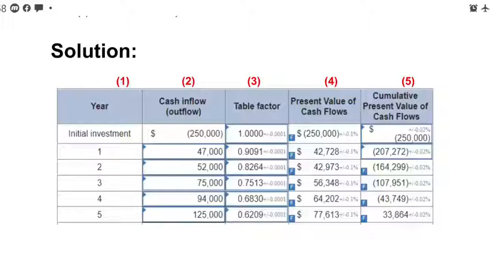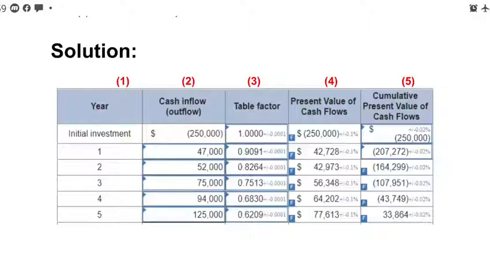For year 1 in column number 4, to get the number, you look at column number 2, the number is 47,000, and then you times the number with 0.9091 in column number 3. Then you will get $42,728. You have to do the same thing for year 2, year 3, year 4, and year 5. So column number 4 equals item in column number 2 times item in column number 3.